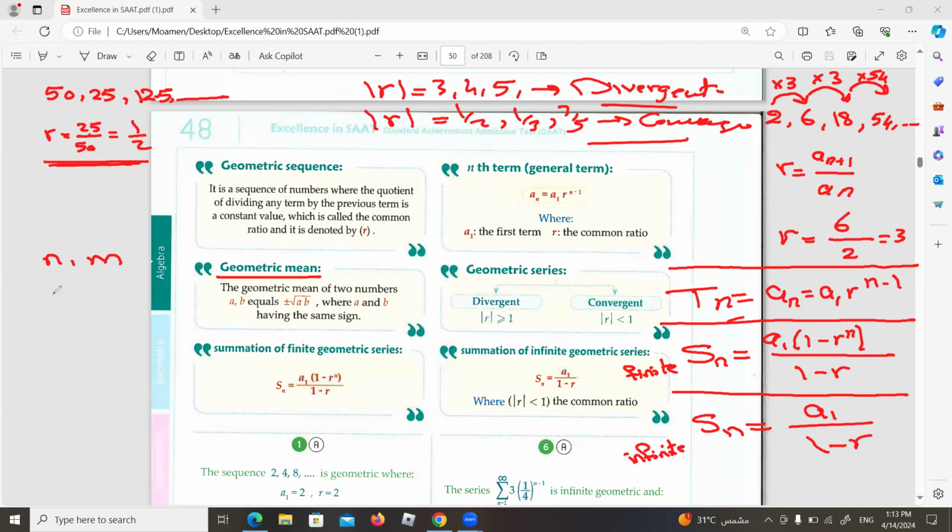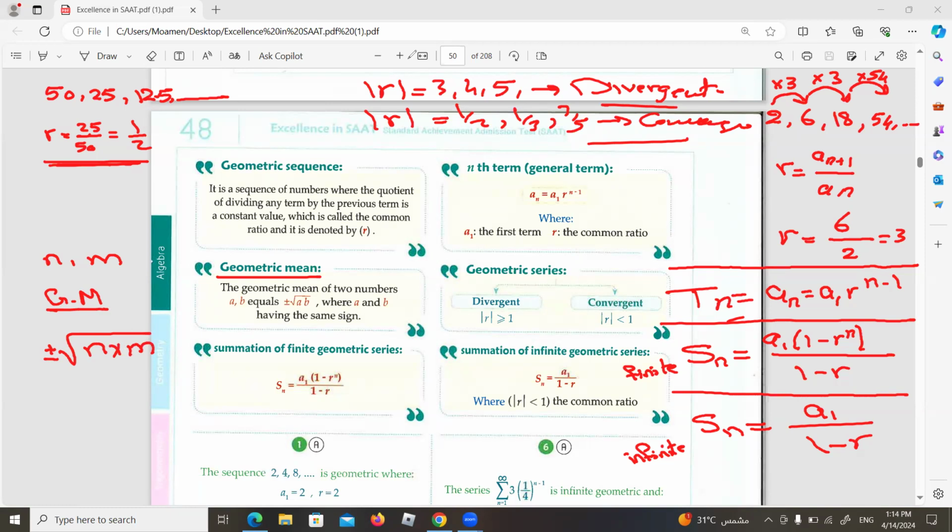I need to find the geometric mean of these two numbers. Just write here square root of n multiply m. So n multiply m under square root, and don't forget it's positive or negative. Maybe positive, maybe negative. This is what we know as the geometric mean.